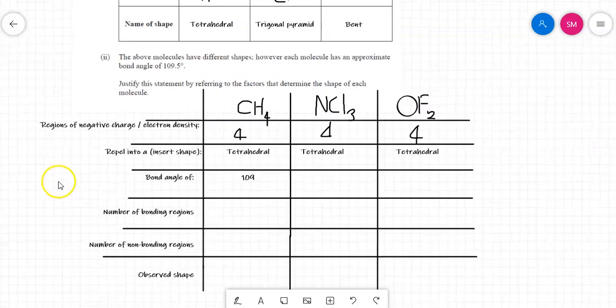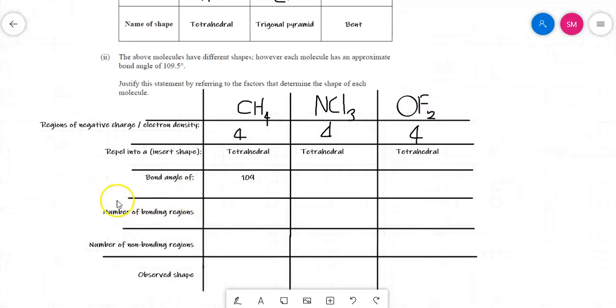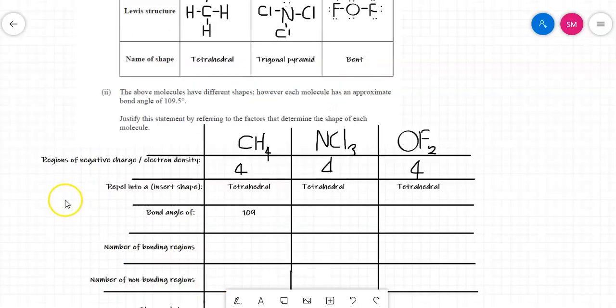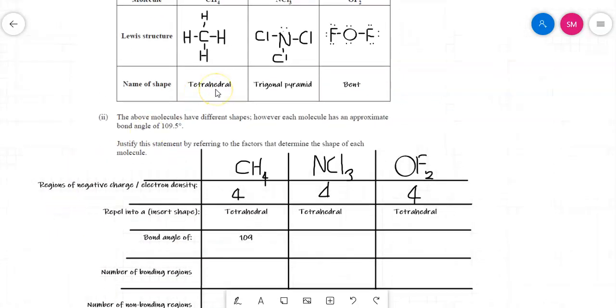The number of bonding regions that each molecule has compared to the number of non-bonding regions determines the observed shape. So this is the observed shape here. They all have a tetrahedral shape when we just look at the regions of negative charge, but the observed shape depends on the number of bonding regions compared to the number of non-bonding regions.